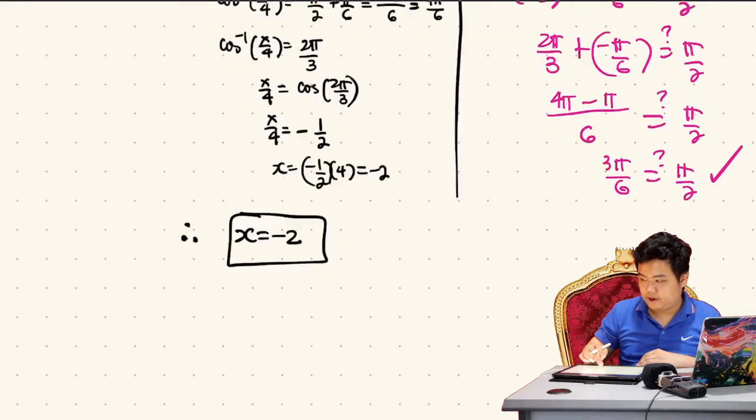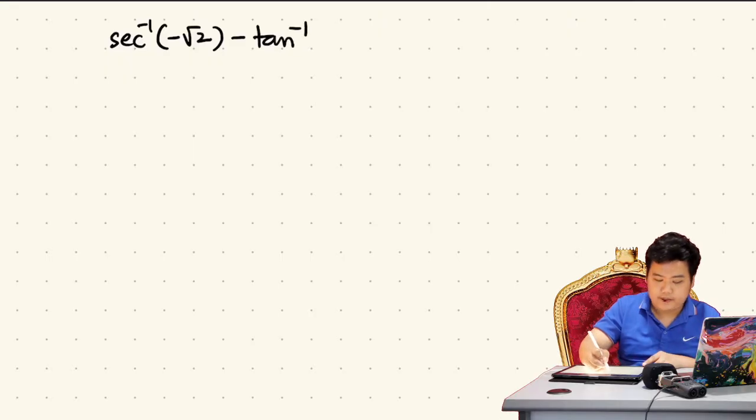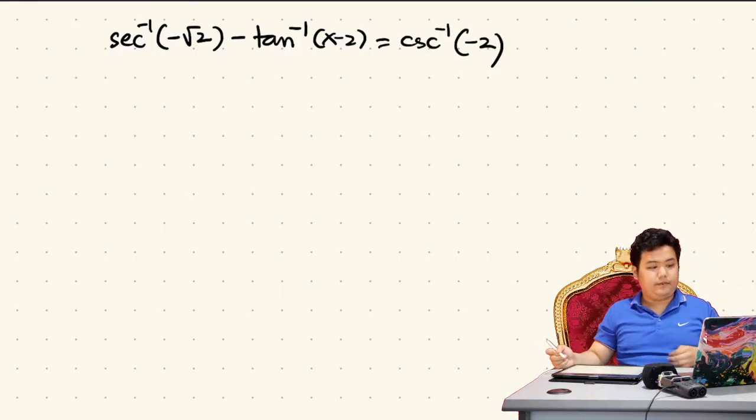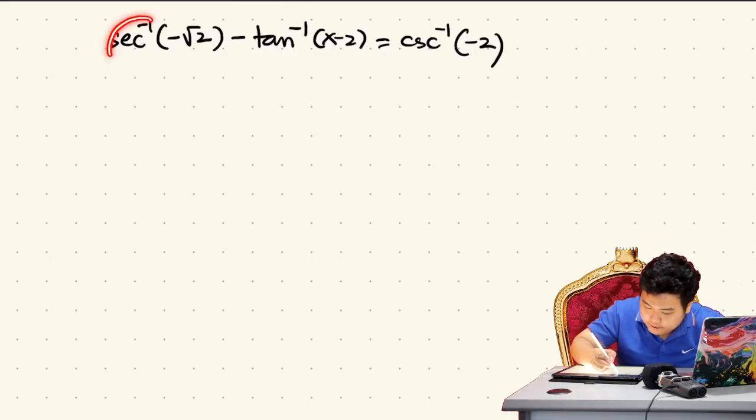Okay, so let's do another one. Let us solve for x in secant inverse negative square root of 2 minus tangent inverse x minus 2 equal to cosecant inverse negative 2. Okay. So, ganun ulit, isa-solve muna natin mga bagay na ito.